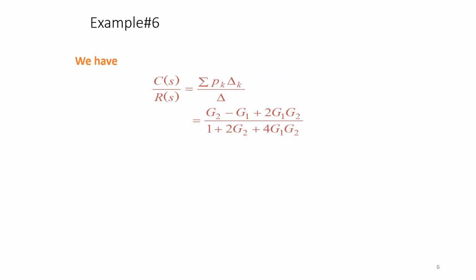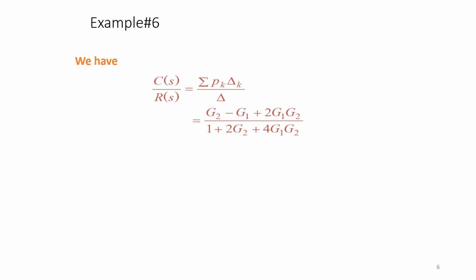So after evaluating all these things, the last step is you have to include all these values using the Mason's gain formula, which is taken as E of S by R of S is equal to summation Pk delta K divided by delta. So we had 4 forward paths, so it is P1 delta 1 plus P2 delta 2 plus P3 delta 3 plus P4 delta 4 divided by delta.